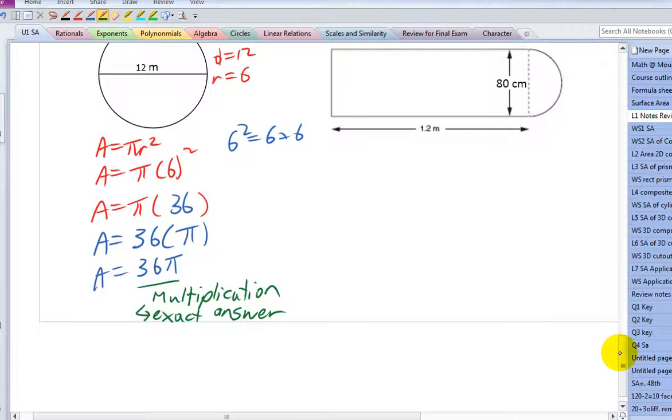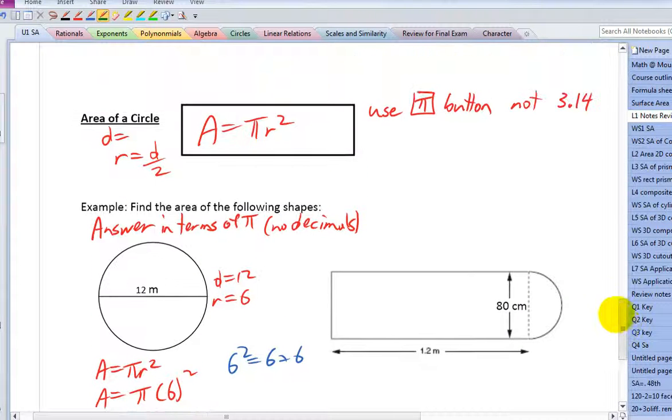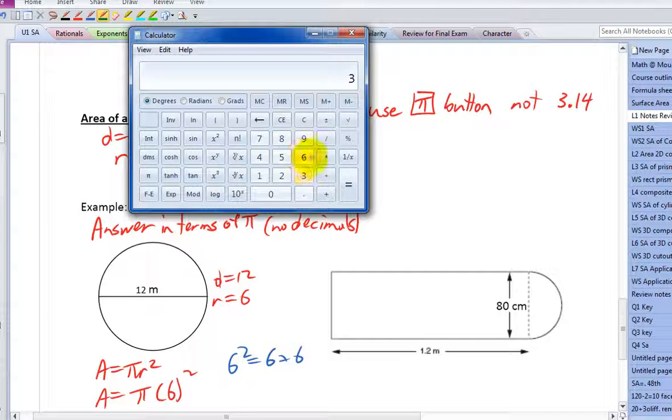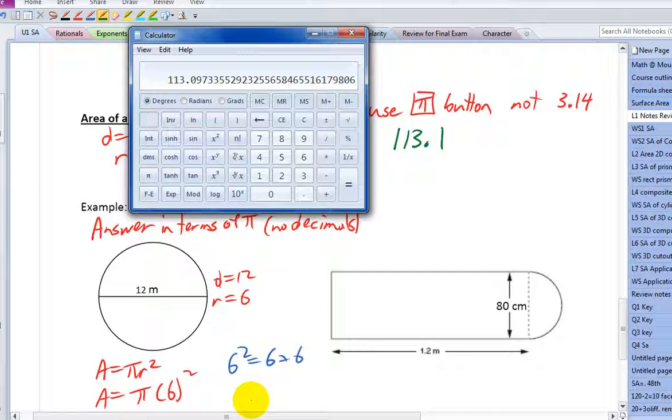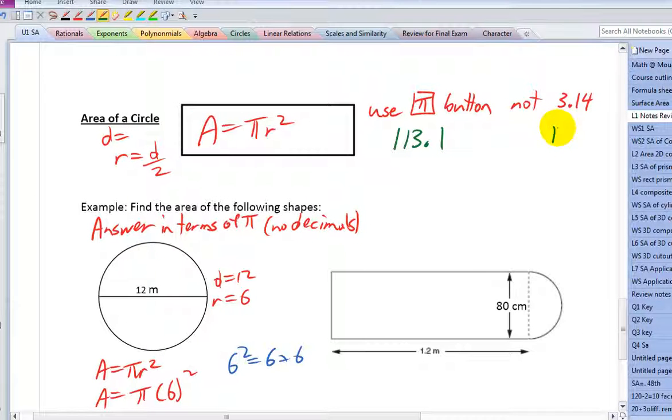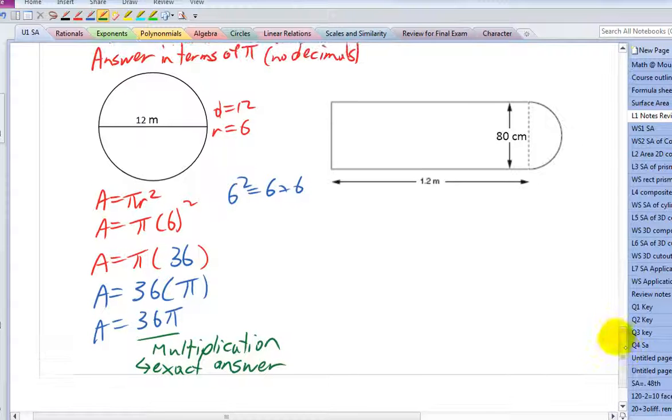One thing to note, on my calculator, if I go 36 times pi, I would round that to 113.1 if I use my pi button. If I have 36 and I times it by 3.14, which is incorrect, I'd round that to 113.0. This one gets marked right, this one gets marked wrong. Don't use a 3.14. Okay? Good. This is a little bit different. Any questions?